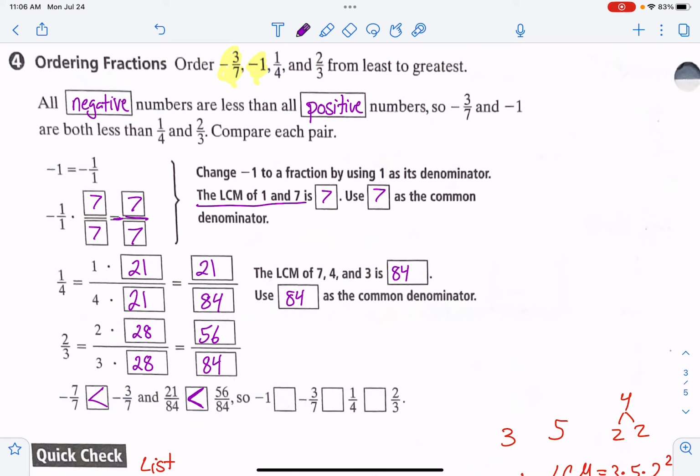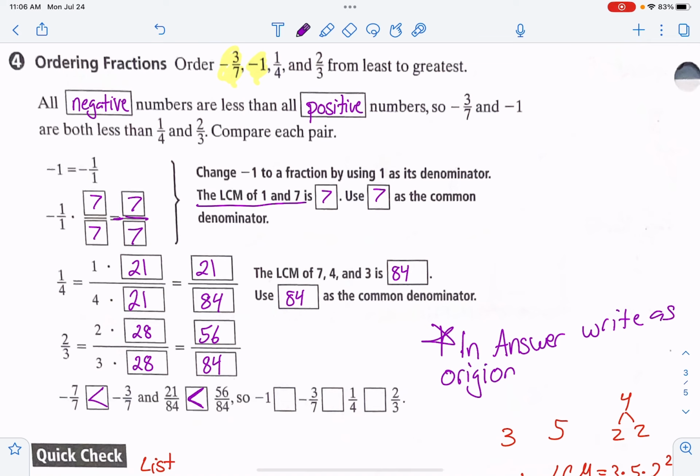The key thing to note is, in your answer, write the original numbers. You can't use these bigger fractions that you made. You have to use the originals. So instead of writing 21/84 in that place, you would have to write 1/4 in your final answer.